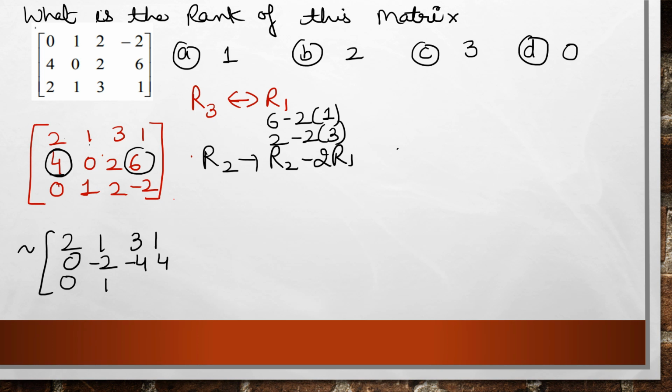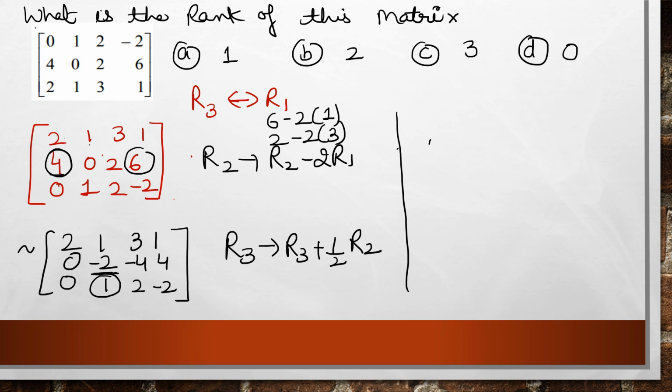And here we have 0, 1, 2, minus 2, right? Now what is the second row's first non-zero element? This one. Under this I want this element to be 0. So just convert it to 0 by operating R3 minus 1 by 2 R2. So what will you get? You'll get 2 1 3 1, 0 minus 2 minus 4 minus 4, and this row will be completely 0.